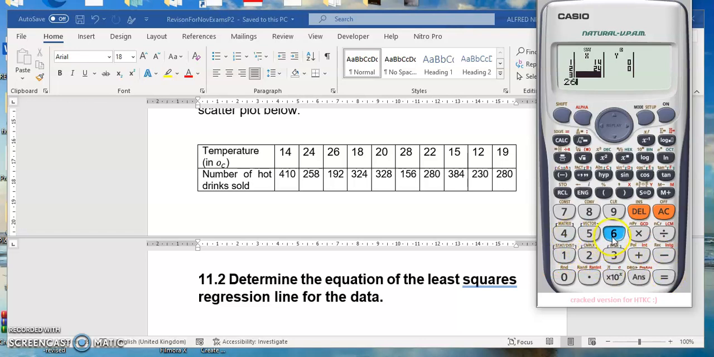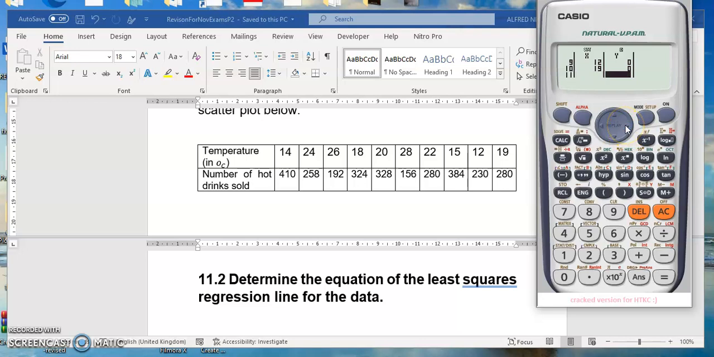Then 26, then 18, then 20, then 28, then 22, we move to 15, then 12, then 19. We are done with the first one.